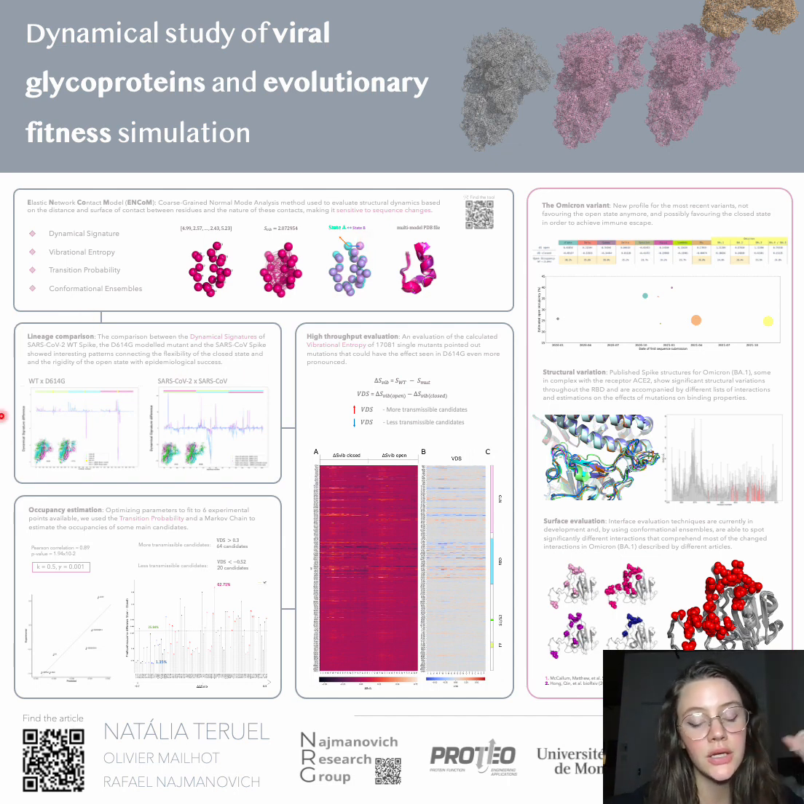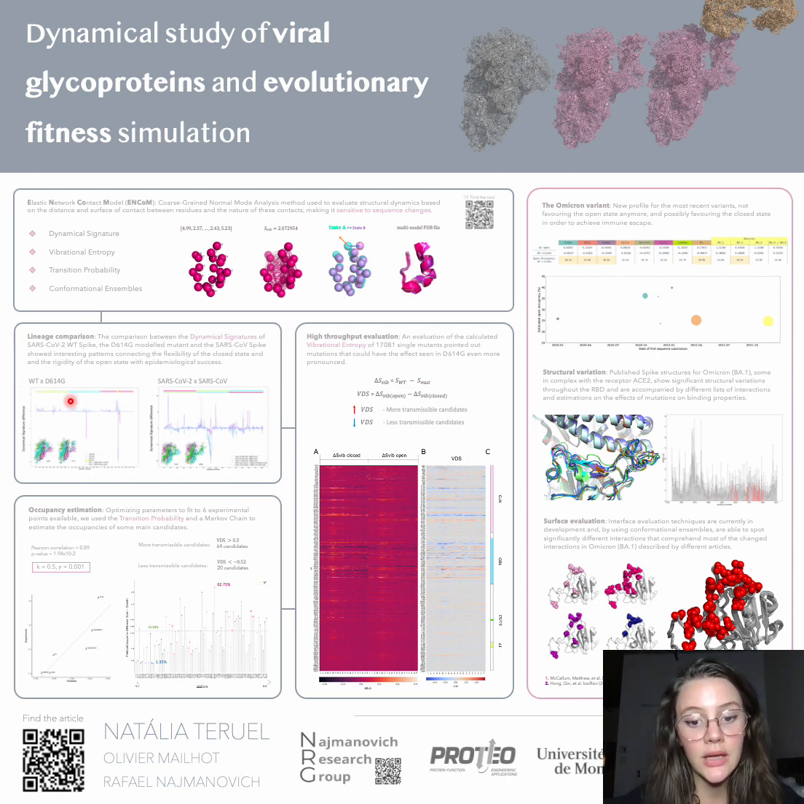Well, our work started in the first wave in Europe in the summer of 2020, when one specific mutation, D614G, apparently was very successful. So we modeled that structure, the structure with the mutation, and compared it to the wild type, compared the dynamical signatures both for the closed and the open state. For the closed state, we saw that this mutation made it more flexible, especially around the mutations, and for the open state, we saw that this mutation made this structure more rigid, especially in the chain that is open in the structure, around the N-terminal domain and receptor binding domain as well.